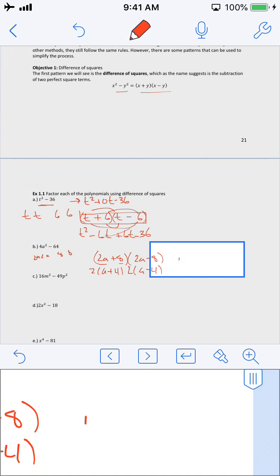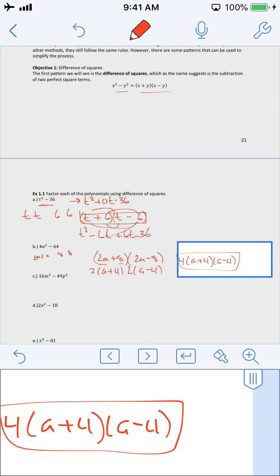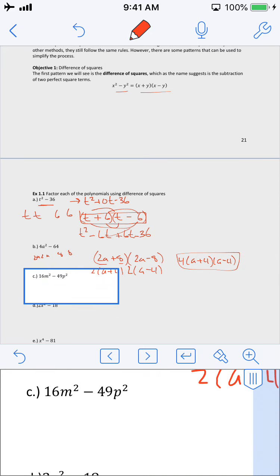And we would get a total of 4, a plus 4, a minus 4. We could have also taken out the 4 from the beginning. We would have gotten the same answer. But the point still stands. There were squares on the end, and so it factored into this kind of special case. All right, let's try another one.